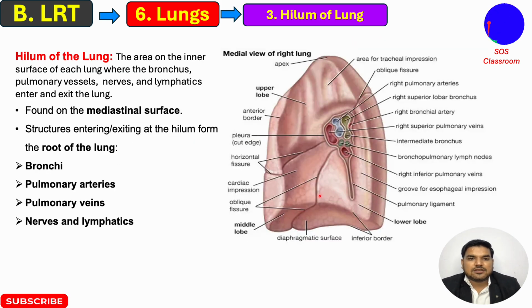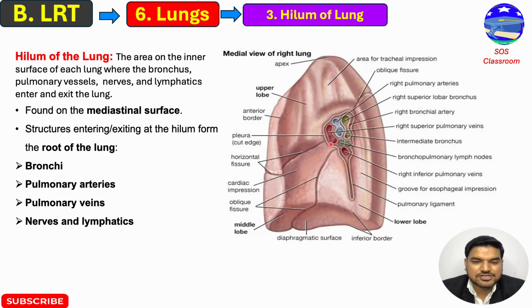Next is the hilum of the lungs. So what is the meaning of the hilum? Hilum means the entry and exit of different types of vessels and structures. So you can see this is the hilum of the lung. So what structures enter and exit from this hilum? There is entry of the bronchi, entry of the pulmonary arteries, exit of the pulmonary veins, and entry of the nerve and lymphatic vessels. So you can see these are the structures of the hilum.